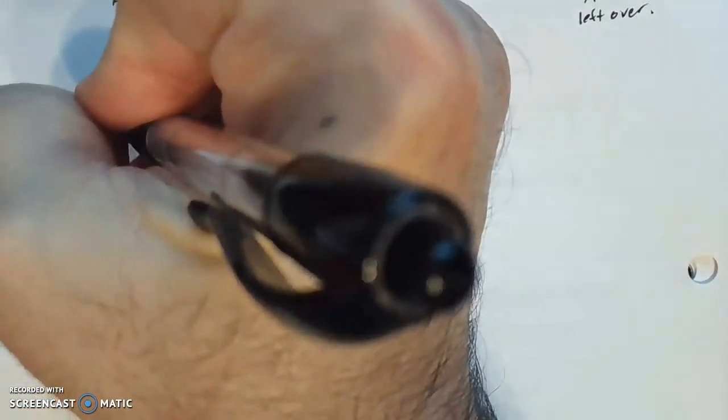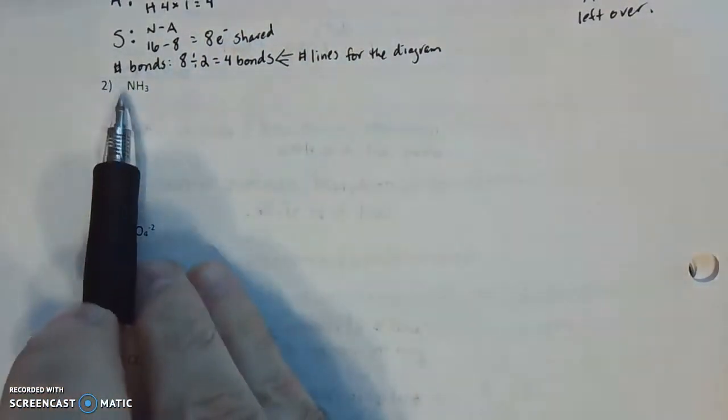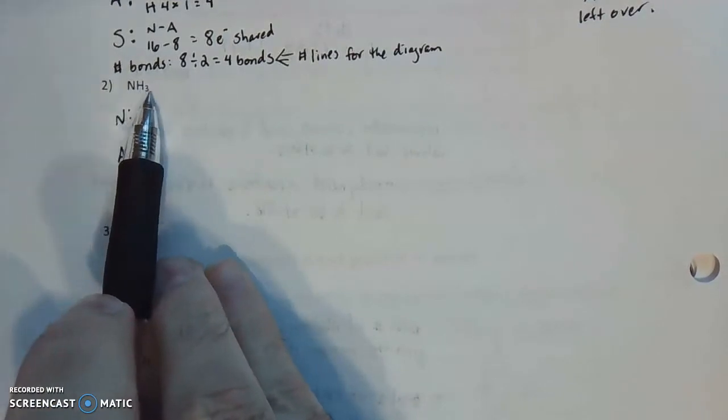So in the third video, our last video, we looked at our first example of how to write Lewis diagrams. So we're going to look at our second example, and this is NH3. So we're going to start this one the same way. We're going to do NAS, needed, available, shared. And if we look, we have N and 3 H's.